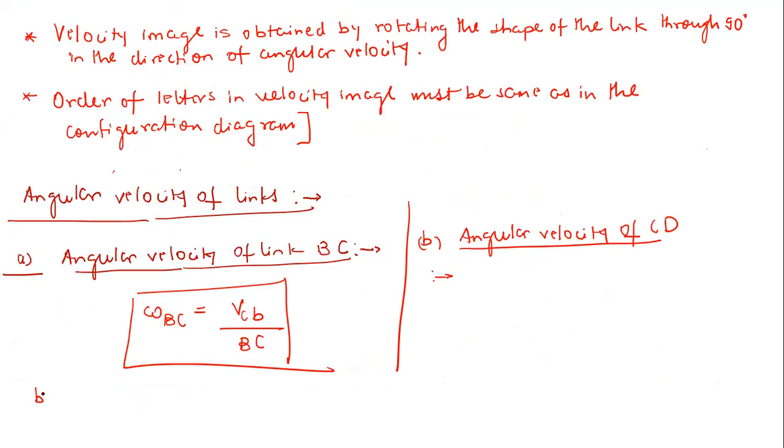So BC vector is pointing upwards. So omega BC is in anti-clockwise direction.